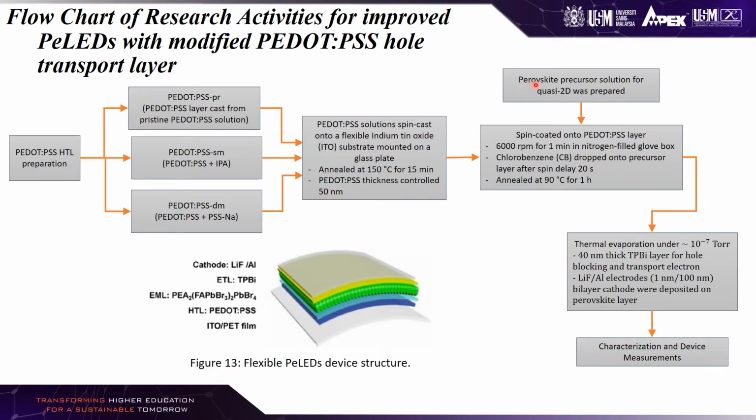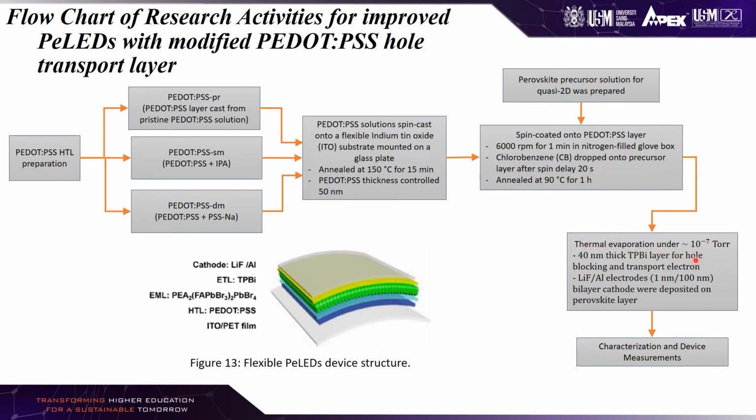The perovskite precursor solution for quasi-2D was prepared, and we spin coat it onto the PEDOT:PSS layer at 6000 rpm for 1 minute in a nitrogen-filled glove box, with a chlorobenzene (CB) drop onto the precursor layer after a spin delay of 20 seconds, and anneal at a temperature of 90 degrees for 1 hour. After that, we go to thermal evaporation.